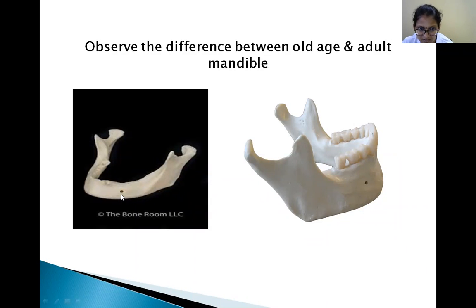The main one is the mental foramen, which lies in the middle in adult bones, whereas in old age bones it lies towards the upper border.